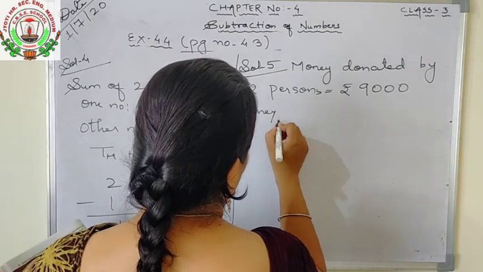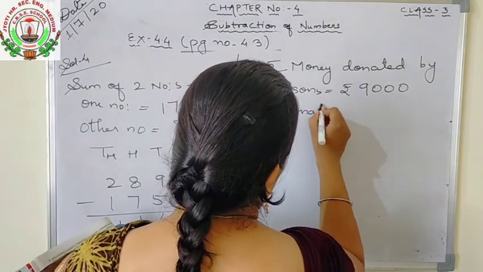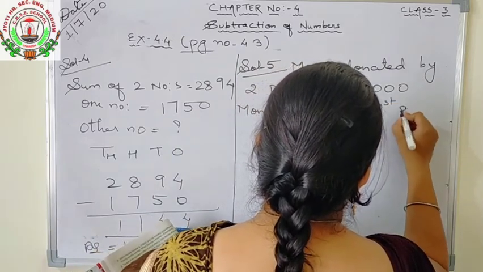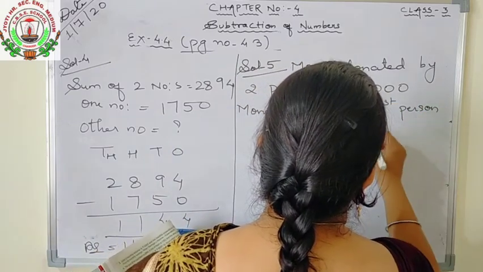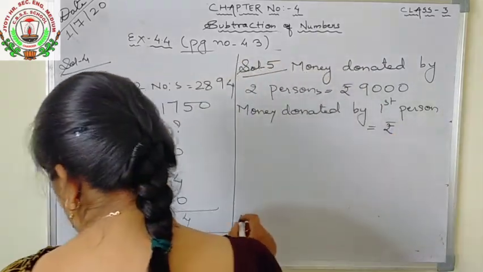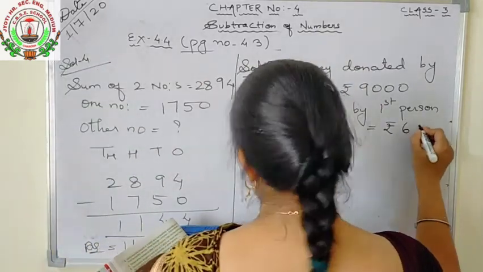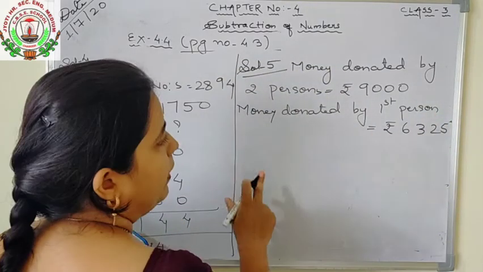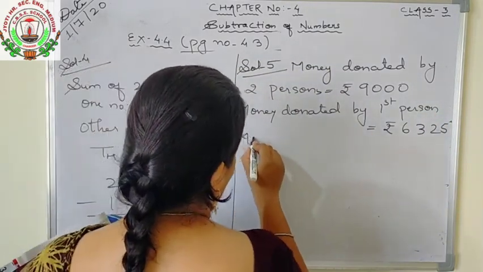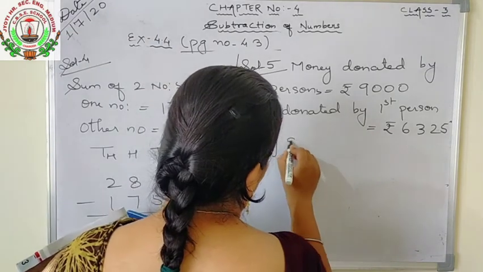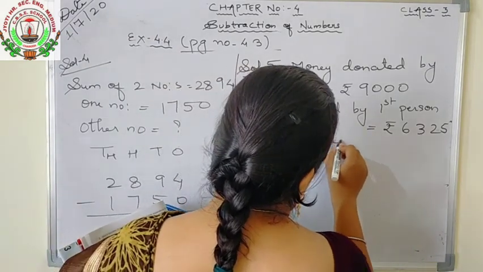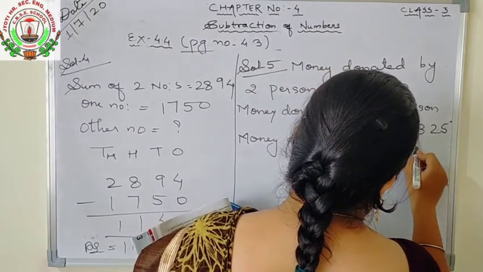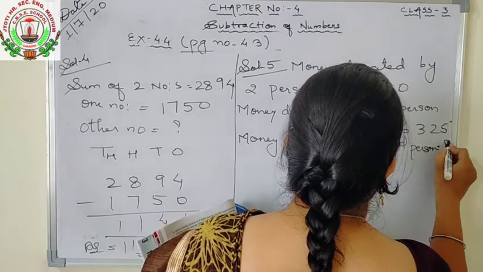Money donated by first person. First person donated an amount of rupees 6,325. What we have to find out? Money donated by second person. This we have to find out.